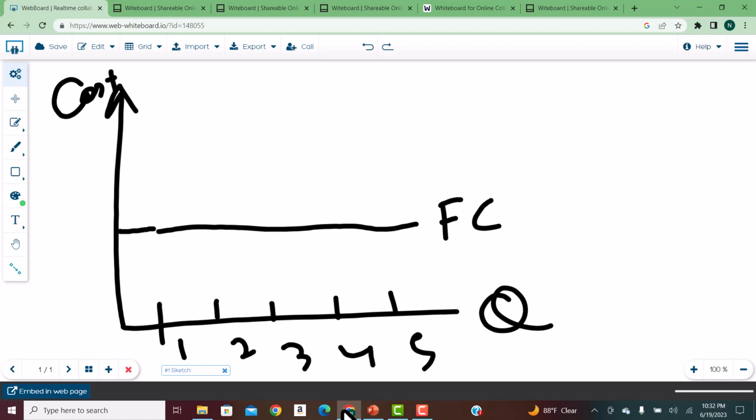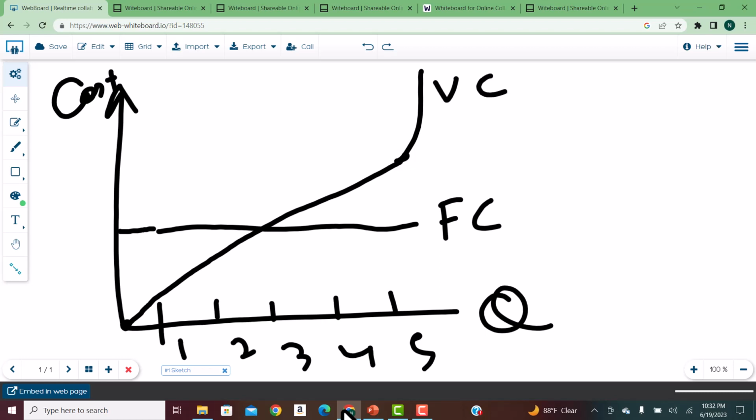Variable cost will increase with the number of outputs. So if you're producing 0 units, you have 0 variable cost. But as you produce more and more, your variable cost will go up. After a certain point, it will shoot up exponentially. Okay, so that's your variable cost.